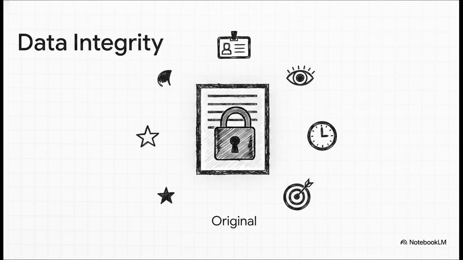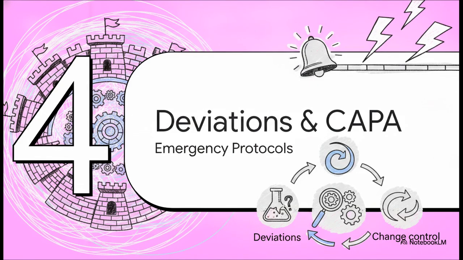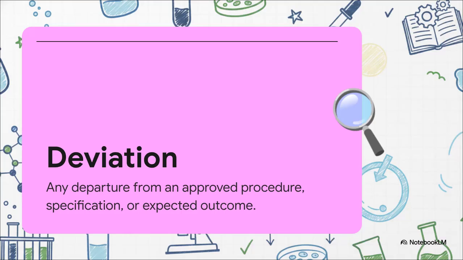Even minor weaknesses in these core data integrity principles can completely undermine your confidence in an otherwise perfectly designed manufacturing process. Next up, Section 4, Deviations, CAPA, and Change, Emergency Protocols. So we've built the fortress, we've layered the defenses, and we've booted up the operating system. But what actually happens when an alarm gets tripped and our perimeter is breached? That's when we activate the emergency protocols.